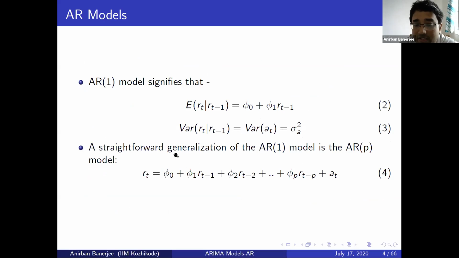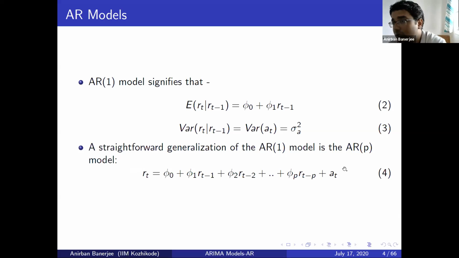Okay. Straightforward generalization of AR1 model is the ARP model. Remember, this is not variance of RT. That we'll see what happens. This is conditional variance of RT given RT minus 1. Okay. So straightforward generalization of AR1 model is the ARP model where you have higher order lags also.